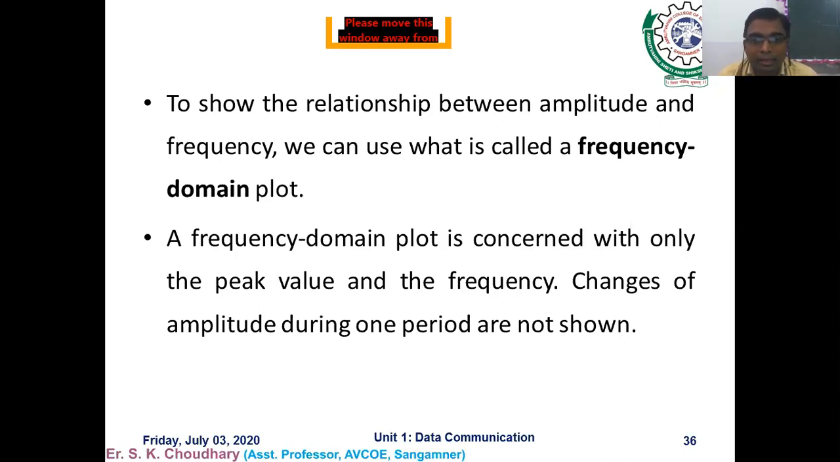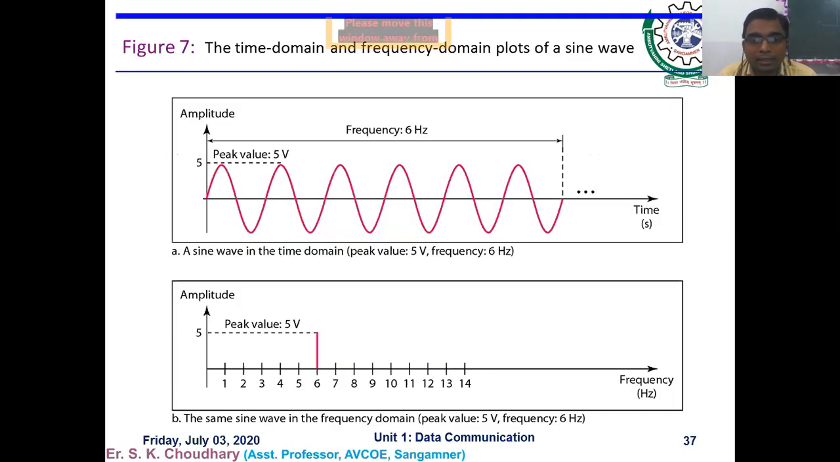First diagram A, a sine wave in the time domain. You can see a periodic sinusoidal signal shown here with the peak amplitude of 5 volt, and in 1 second it covers 6 cycles, so it has the frequency of 6 hertz. The same signal is shown in the frequency domain, where only a single spike is required. In the second picture, the same sine wave in the frequency domain has the amplitude again 5 volt, but only one spike is required, at the 6 hertz frequency.